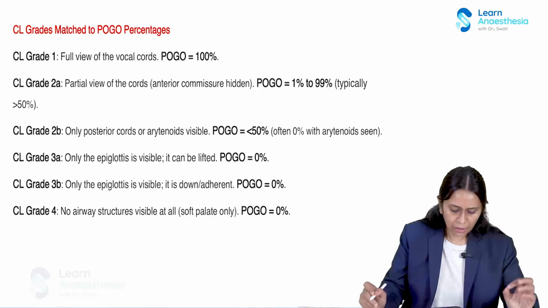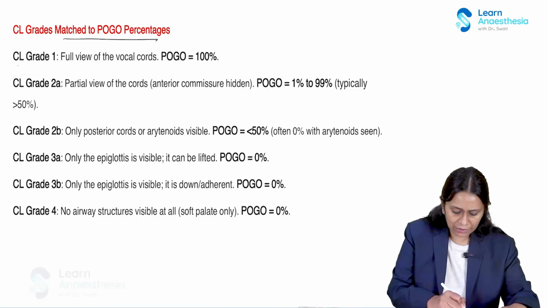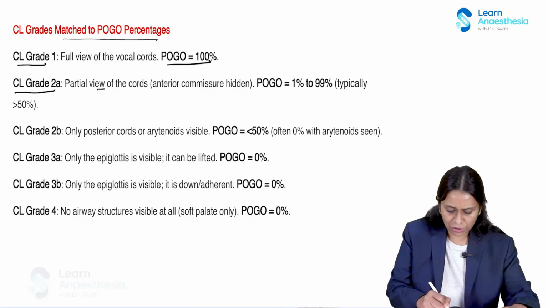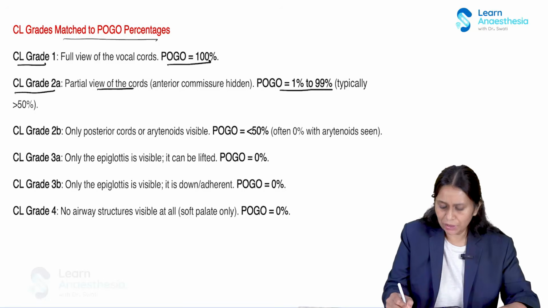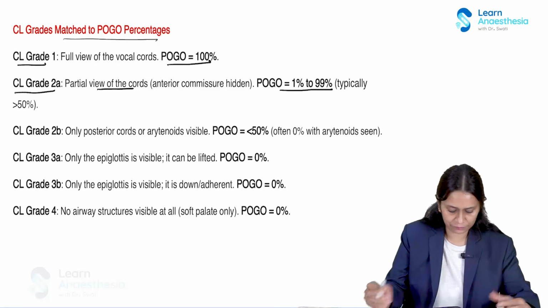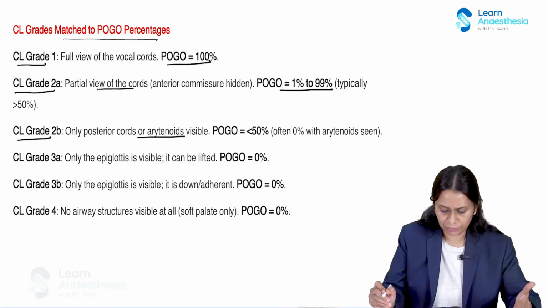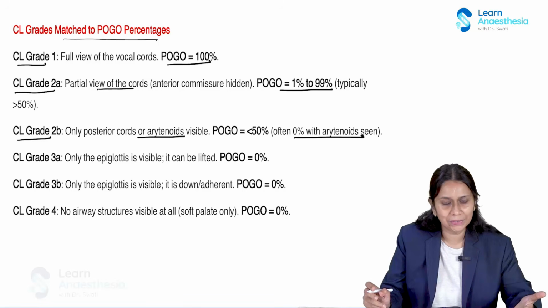Okay, now let's match the CL grade and POGO percentage. CL grade 1, that is full view of the vocal cords, is a POGO 100% score. CL grade 2A, that is partial view of the cords, where only the anterior commissure is hidden, POGO can be 1% to 99%, the whole range, generally more than 50%. Grade 2B, only the posterior cord, POGO is always less than 50%, often 0% when only the arytenoid is seen.